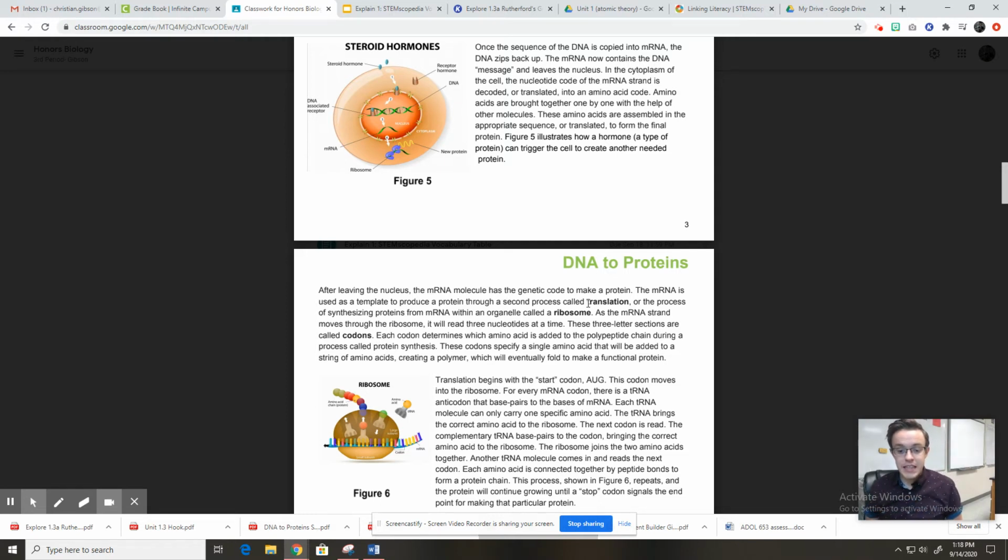As it reads it, this process of translation takes place. Okay, so transcription is copying DNA into RNA. Translation is where the ribosome reads the RNA and uses the instructions to make the protein.